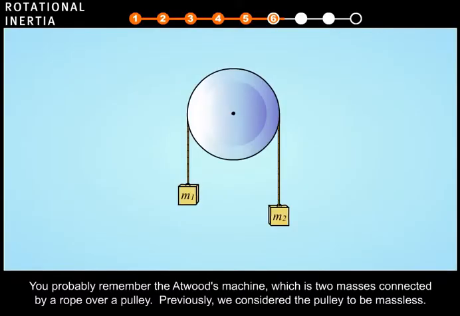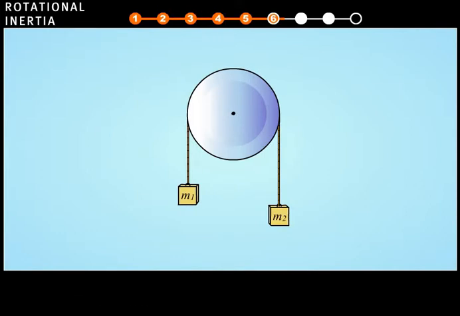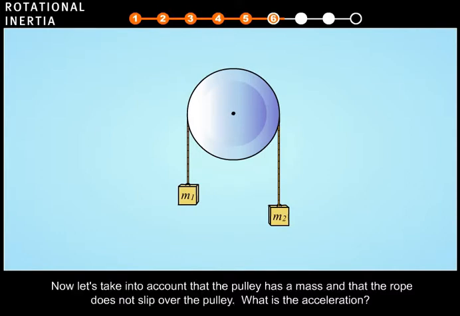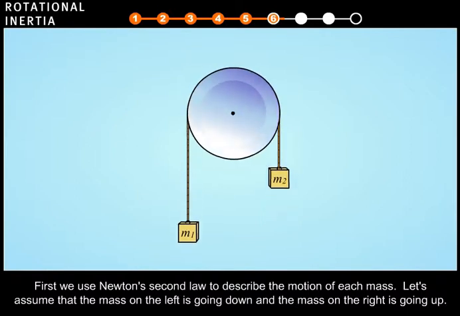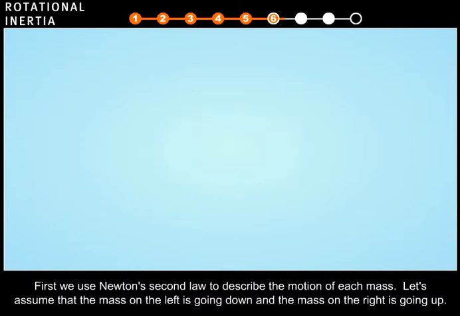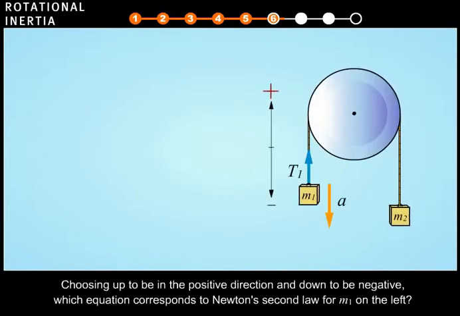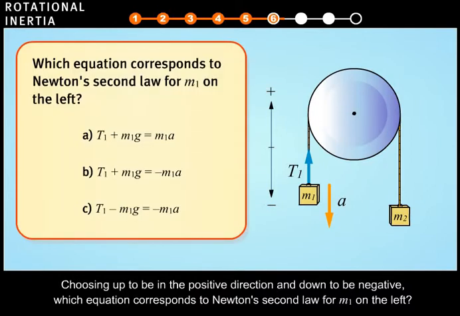You probably remember the Atwood's machine, which is two masses connected by a rope over a pulley. Previously, we considered the pulley to be massless. Now let's take into account that the pulley has a mass and that the rope does not slip over the pulley. What is the acceleration? First, we use Newton's second law to describe the motion of each mass. Let's assume that the mass on the left is going down and the mass on the right is going up. Choosing up to be in the positive direction and down to be negative, which equation corresponds to Newton's second law for mass 1 on the left?